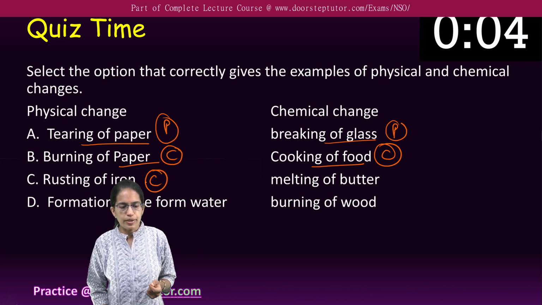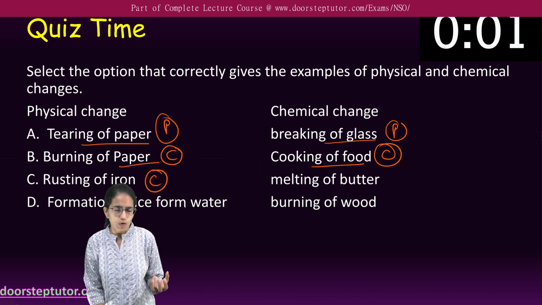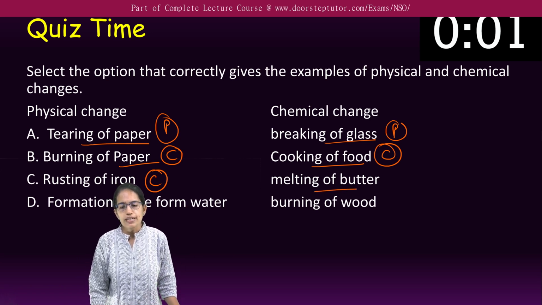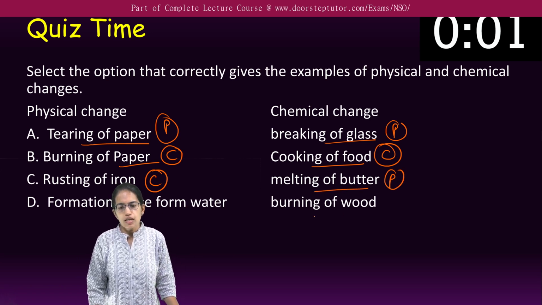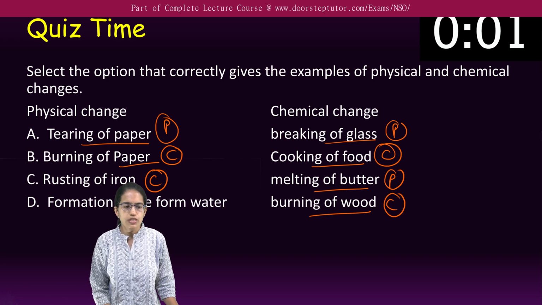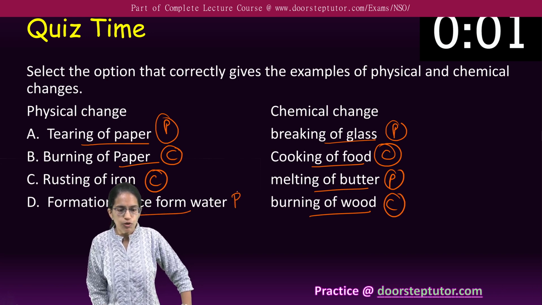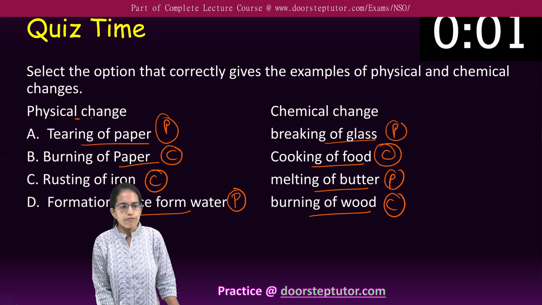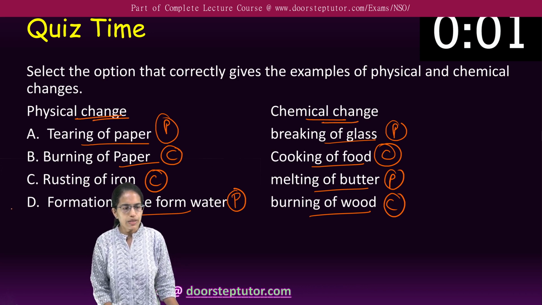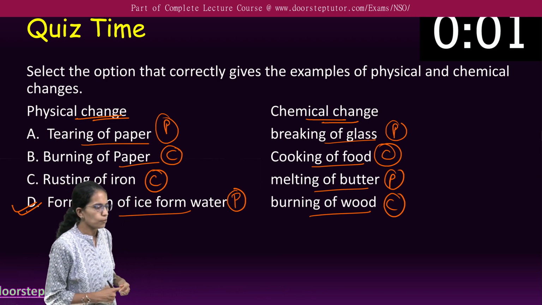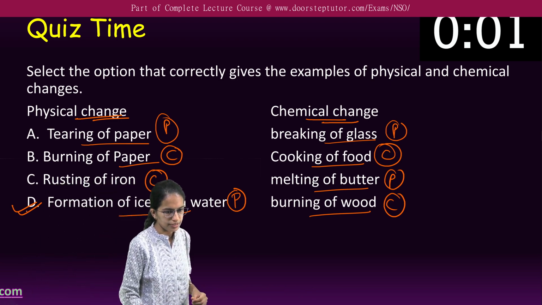Rusting, again chemical change because water reacts with iron. So again a chemical change. Melting of butter is a physical change. Burning of wood is a chemical change. Formation of ice from water is a physical change. So you have to identify physical and chemical. So D becomes the correct option in this case. I hope this makes the question clear here.